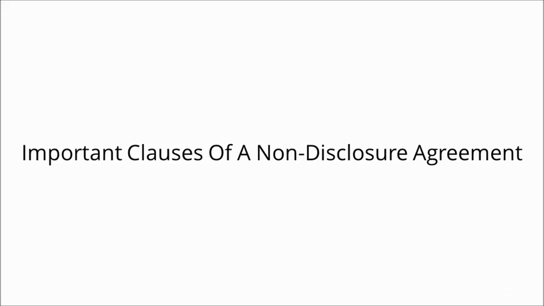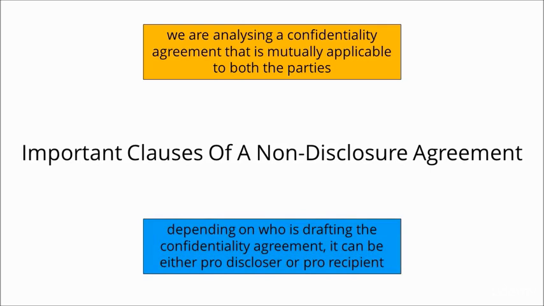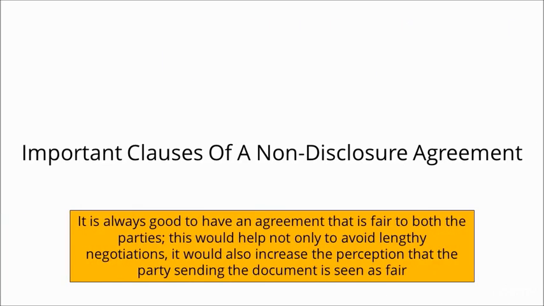We will now go through the important clauses that a non-disclosure agreement has and what each one of them means. For the purpose of this course, we are analyzing a confidentiality agreement that is mutually applicable to both the parties. Depending on who is drafting the confidentiality agreement, it can be either pro-disclosure or pro-recipient. It is always good to have an agreement that is fair to both the parties.